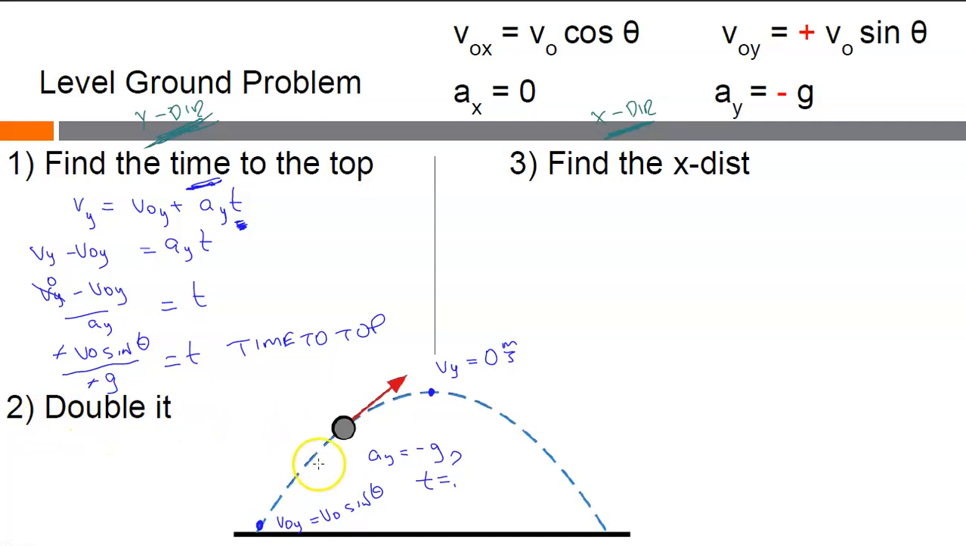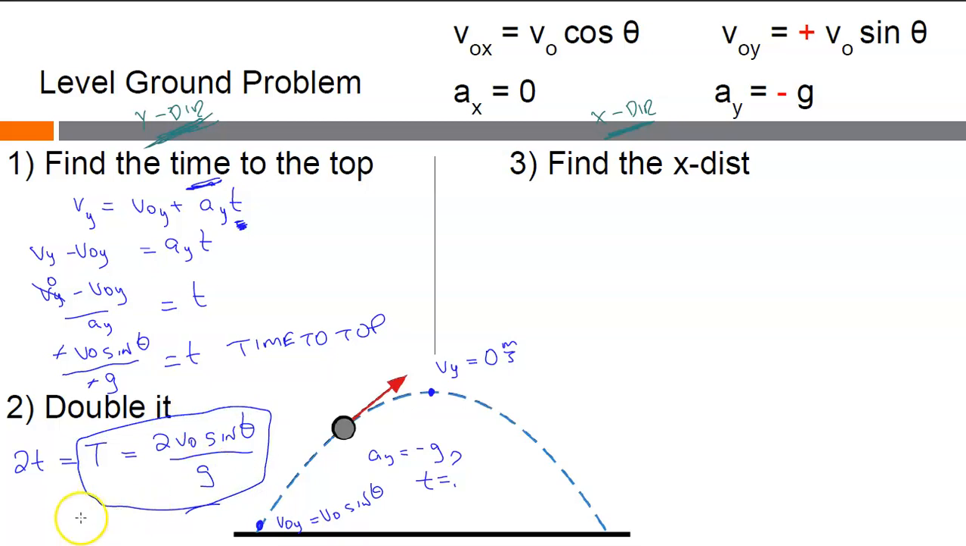Second step is to double that time. If it takes that much time to go from here to there, it will take exactly that same amount of time to reach the other side, from the top to here, or twice that time to travel the entire distance. So all we have to do here is say 2t. I'm actually going to give it a new name. Let's call it capital T here. It would be twice what we just got: 2 V0 sine theta divided by g. That is the time in the air right there.